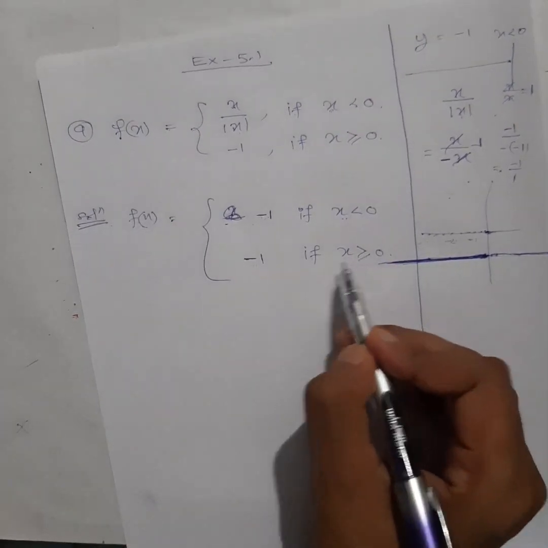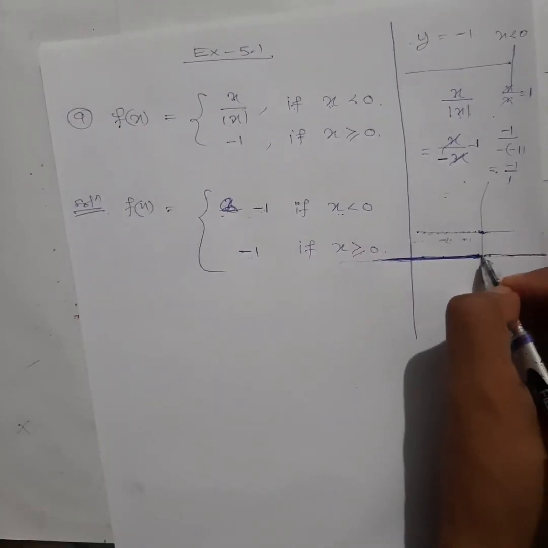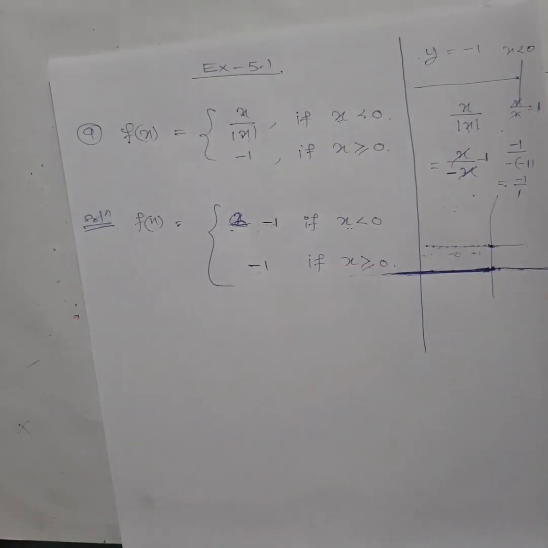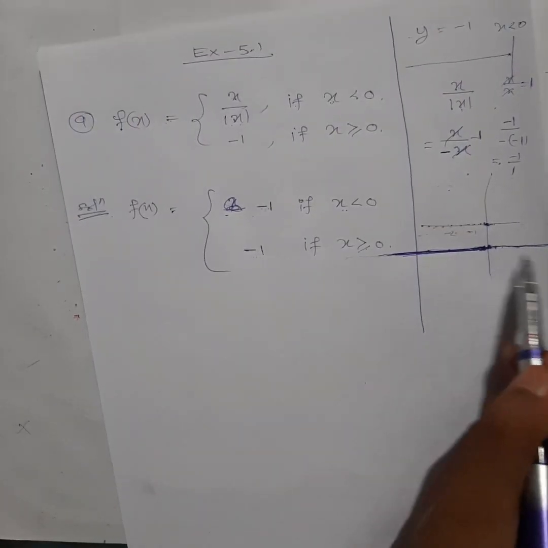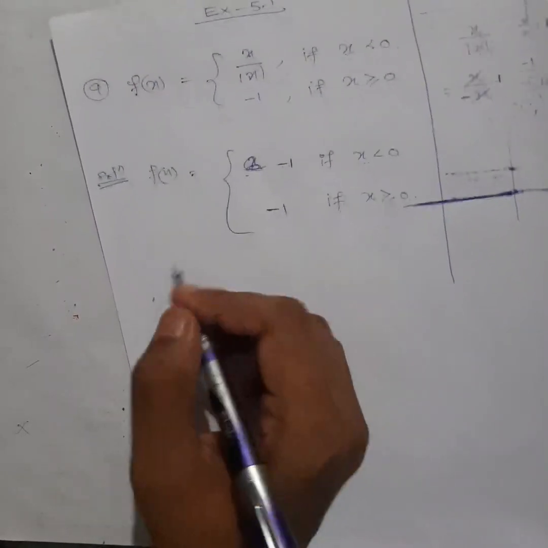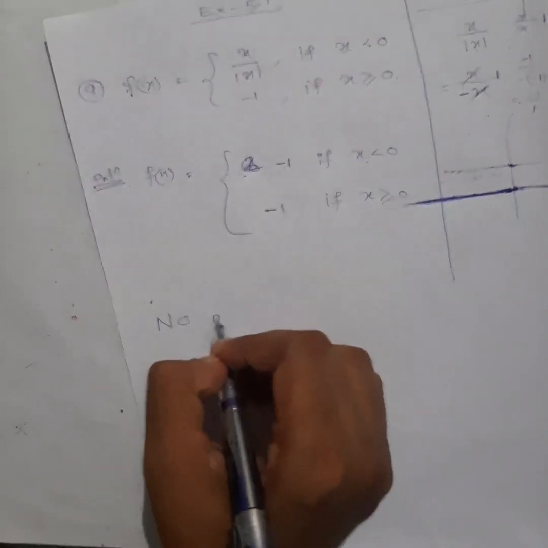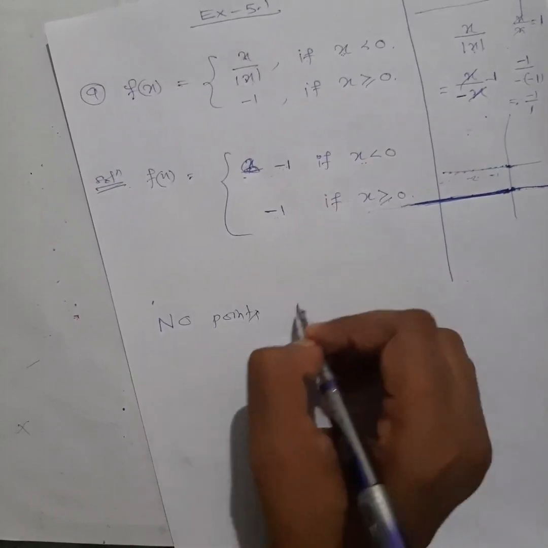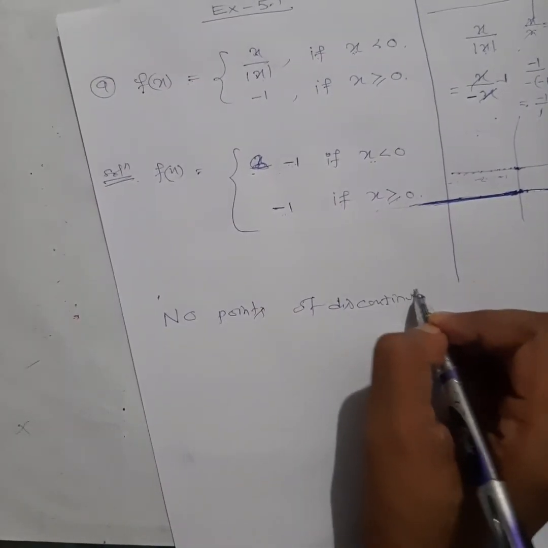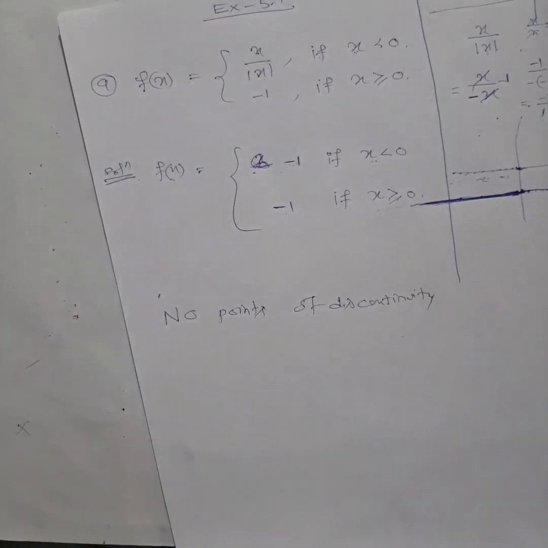For x greater than or equal to 0, what will it be? At 0 it is minus 1, so this point is also there, so this graph will not break at all. So at any point this graph will not break. So what will we write? No points of discontinuity. Now we have understood this from the graph, right?